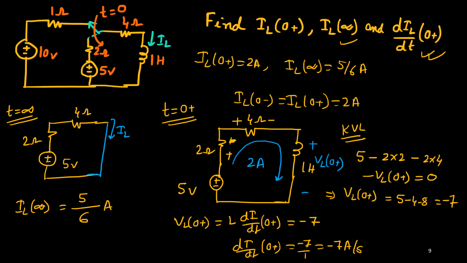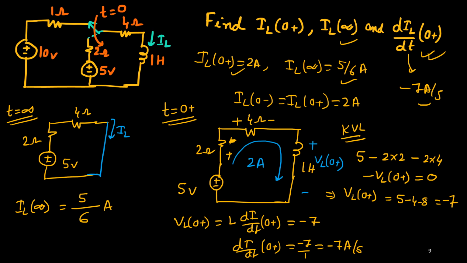So the rate of change of current through the inductor is your minus 7 ampere per second. This negative sign indicates that it is decaying, or the current is flowing in the opposite direction, okay? Right. So this is the answer. This value is minus 7 ampere per second. So we are done.